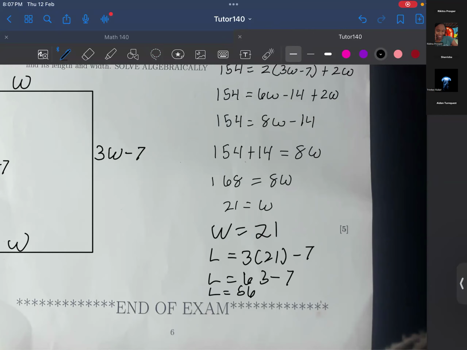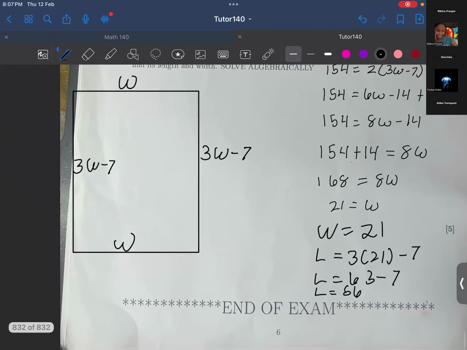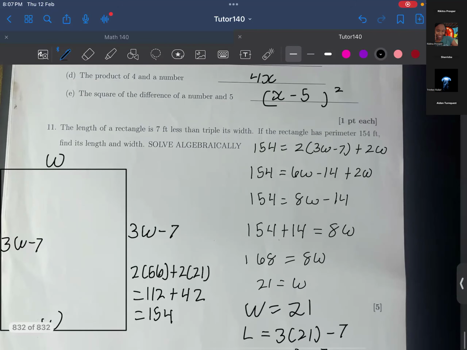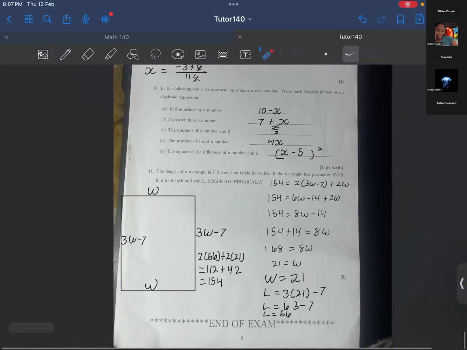And then to see if it's correct, just add it. So 2 times 56 plus 2 times 21. 2 times 56 is 112, plus 42, that's 154. And that is the perimeter. So this is correct. Okay.